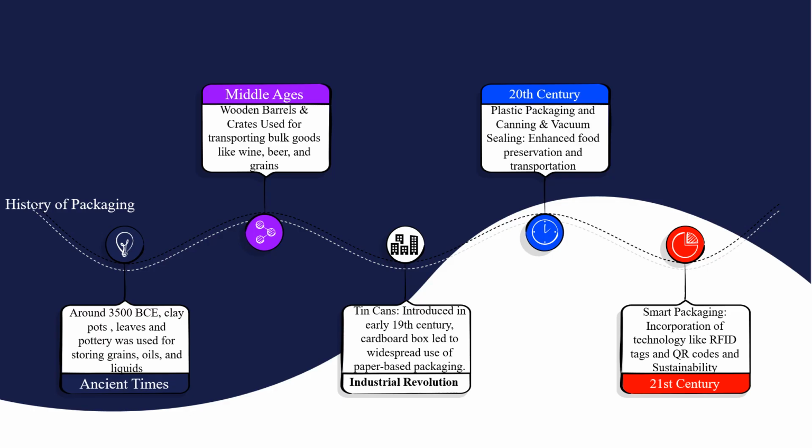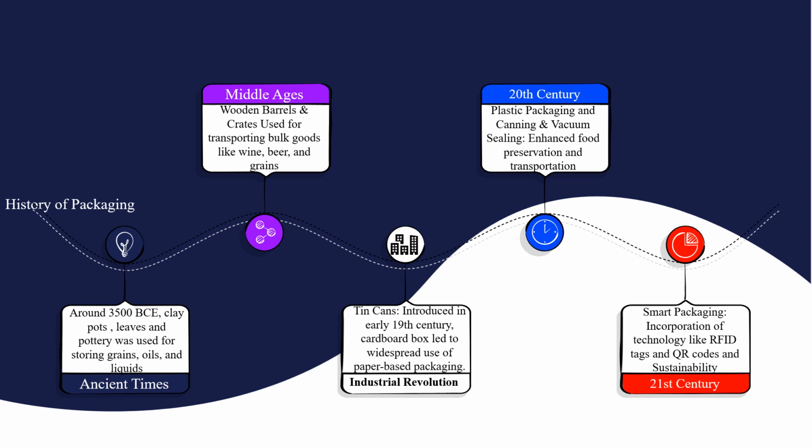Now, coming to the history of packaging, it refers to the evolution of materials and methods used to protect and transport food products. In ancient times, around 3500 BCE, clay pots, leaves, and pottery were used to store grains, oils, and liquids. So early humans used this kind of material for the transportation of goods and food products from one place to another.